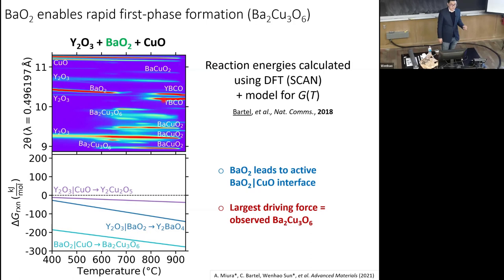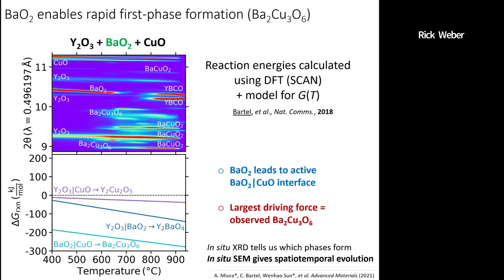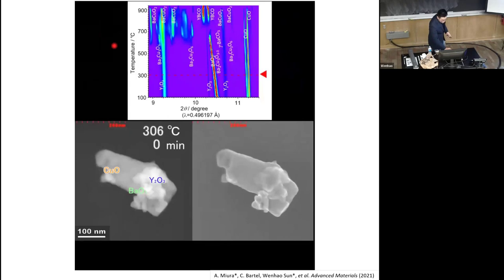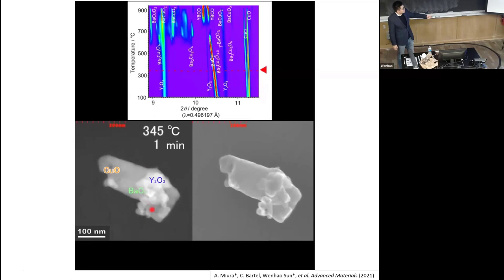It's not as cool seeing it this way as it is seeing it in an in-situ TEM. So I'm gonna show you the in-situ TEM video of this process happening. I'm gonna start with the EDX, okay? So EDX is the orange. The orange is copper oxide. This is where yttrium oxide is, and barium peroxide is right here. And we're gonna map this extraction pattern.